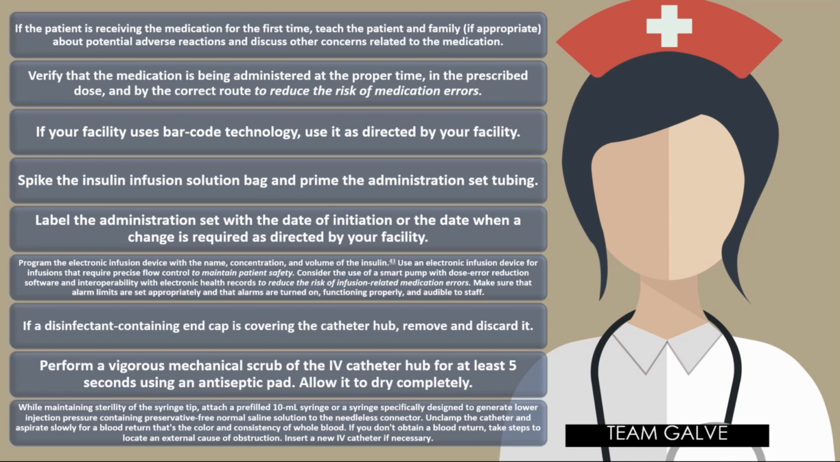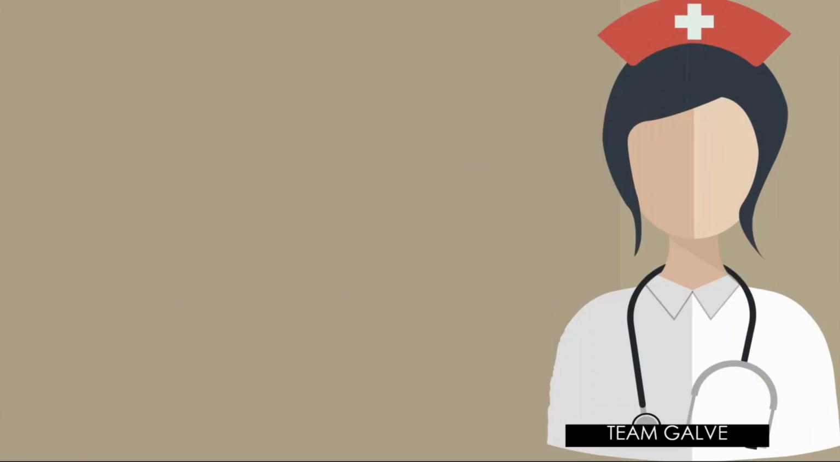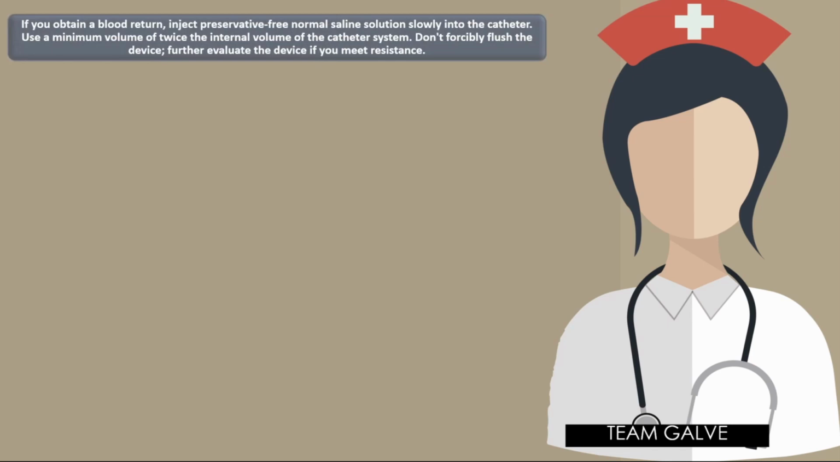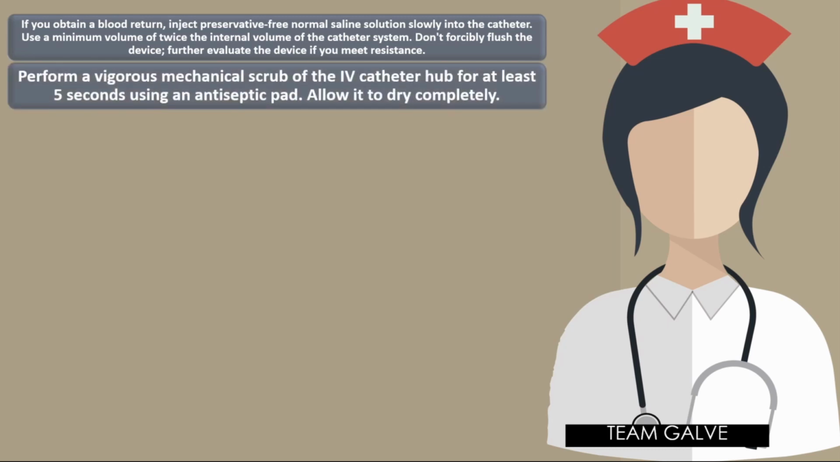Let's proceed. All right. So, if you obtain a blood return, inject preservative-free normal saline solution slowly into the catheter. Use a minimum volume of twice the internal volume of the catheter and syringe. Don't forcibly flush the device. Further evaluate the device if you meet resistance. Perform a vigorous mechanical scrub of the IV catheter hub for at least 5 seconds using an antiseptic pad. Allow it to dry completely.